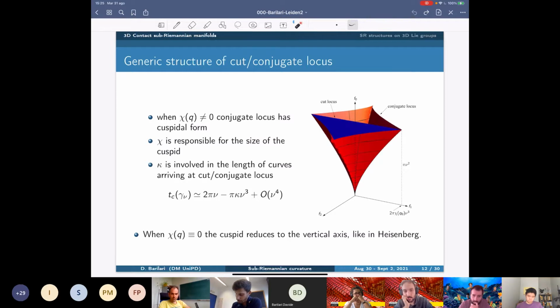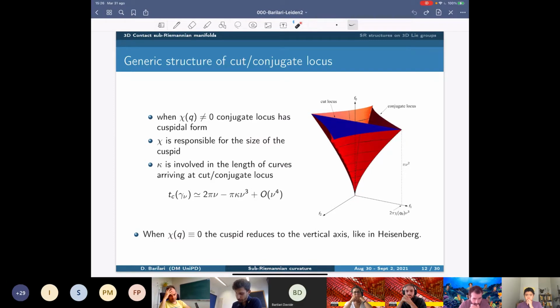And this is a picture of what is happening in Sub-Riemannian geometry. So this is the starting point here. The geodesic makes this kind of spiraling towards the direction of the Reeb vector field, you have to imagine. And indeed, when this quantity is not zero, which means that the structure is not symmetric, let's say, then the conjugate locus has a cuspidal form. It creates this astroid here, and the cut locus is this piece of surface which is in between.